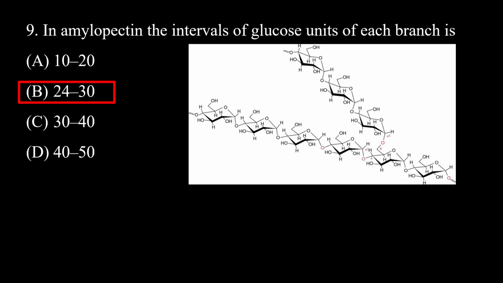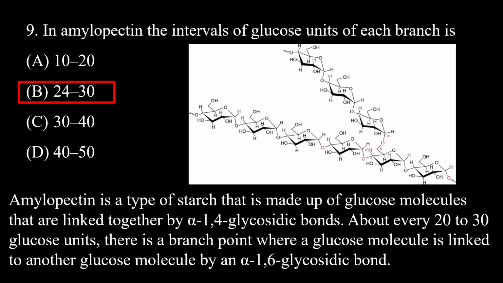So the right option is 24 to 30, as we have already discussed in the previous MCQs that amylopectin is a type of starch that is made up of glucose molecules linked by alpha-1,4 linkages, but at every 20 to 30, or it may be 24 to 30, units there is a branch chain which is the alpha-1,6 linkage. So this alpha-1,6 linkage basically makes the branches. So after how many glucose units the branch chain is formed? It is 24 to 30 units. The branch chain is formed by alpha-1,6 linkages.